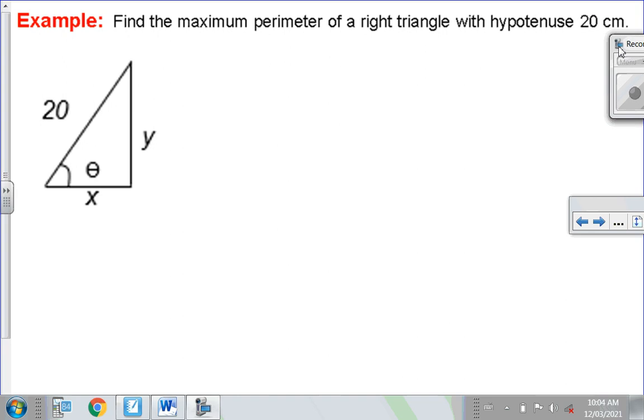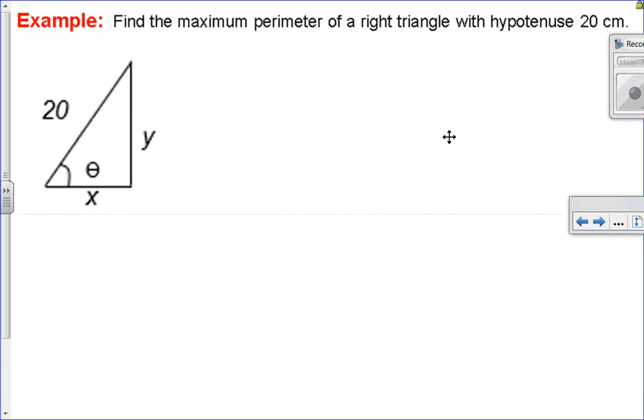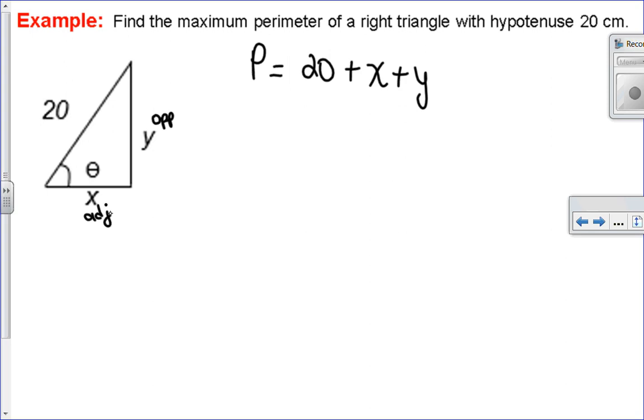In this one it says find the maximum perimeter of a right triangle with a hypotenuse of 20 centimeters. So I want to find the maximum perimeter. The perimeter is equal to 20 plus x plus y. Now I have two variables there, so I'm going to have to rewrite in terms of theta, and I'm going to go back to my triangle to do that. Looking at theta, this side here would be opposite, this side here would be adjacent, and this side here would be hypotenuse.